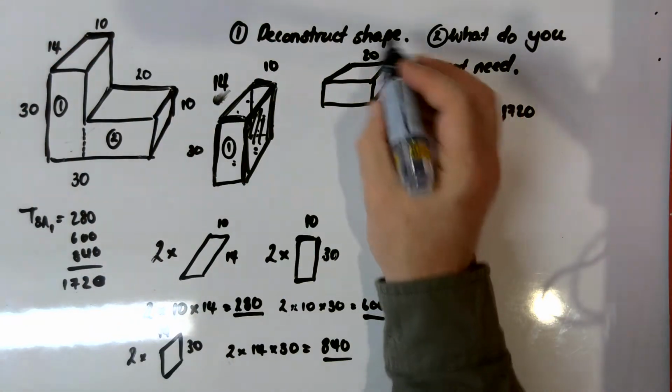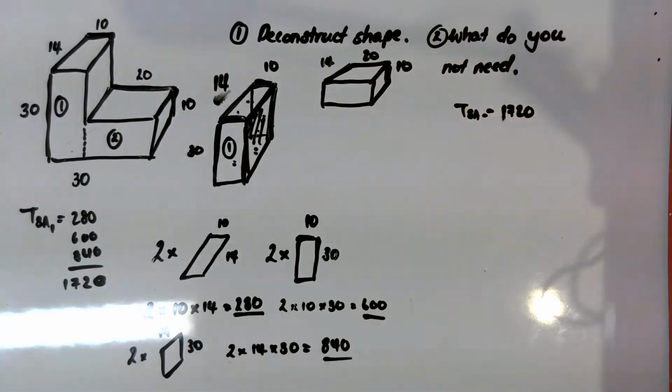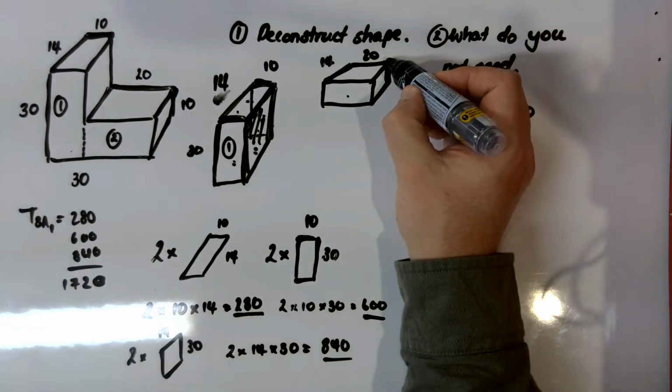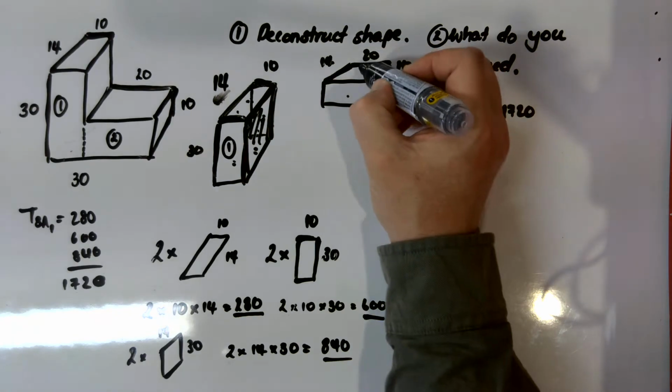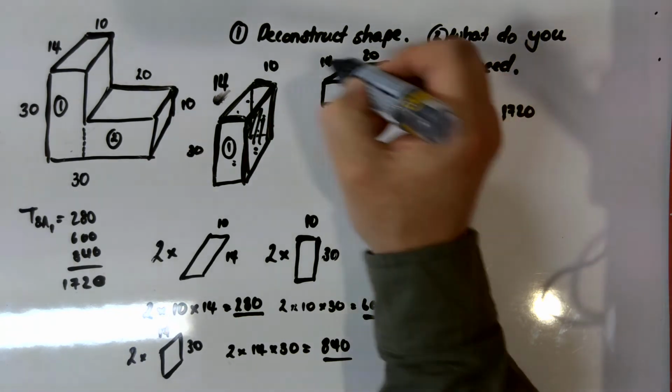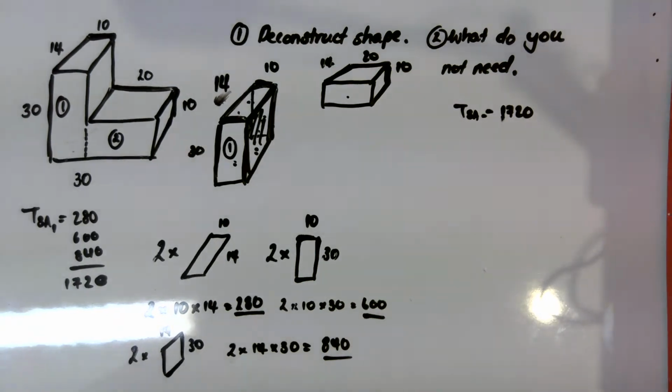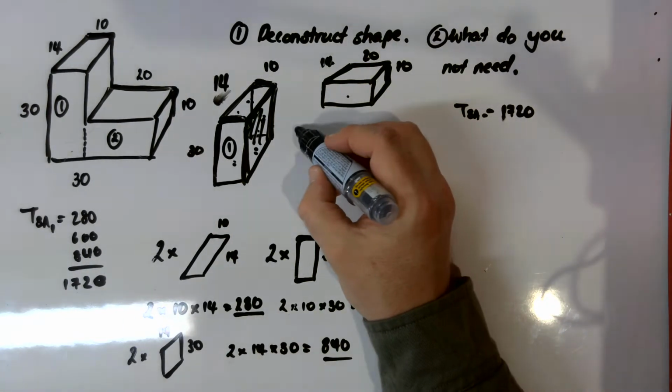So this is actually going to be 14. So once again, I've got my front and my back, same rectangle. I've got my top and my bottom, same rectangle. And I've got my side and my other side, same rectangle. I always start on the top. Don't know why, but I just do.